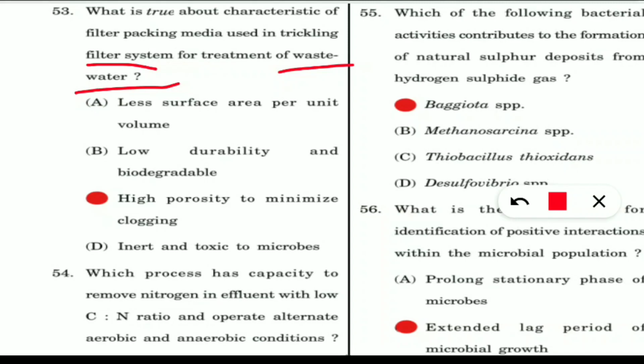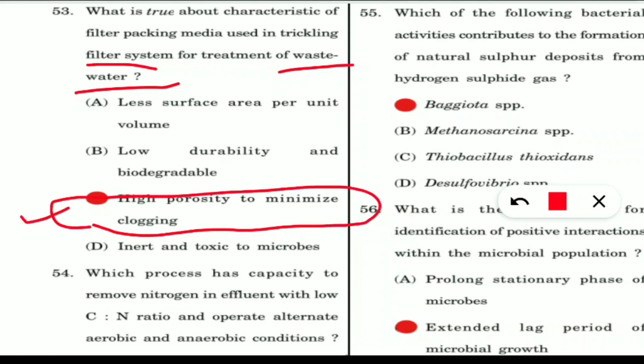High porosity is there in the trickling filter system to minimize the clogging of the wastewater. High porosity is given. And which is not true? A, B and D are not true, because it needs more surface area per unit volume, it needs more durability, and it is inert and non-toxic to microbes. It is not inert and toxic to the microbes.